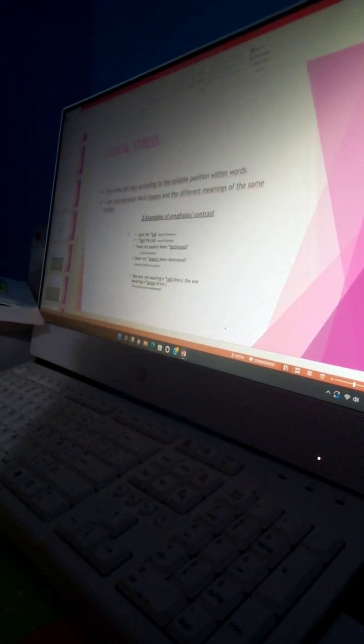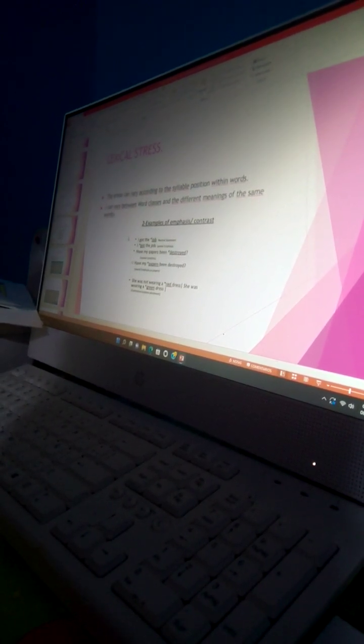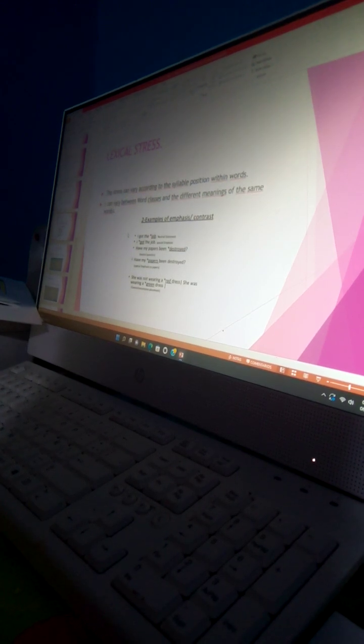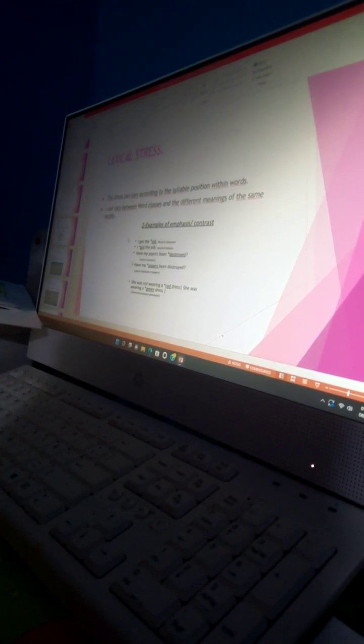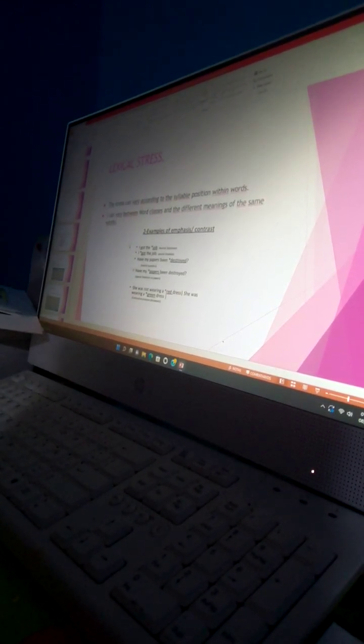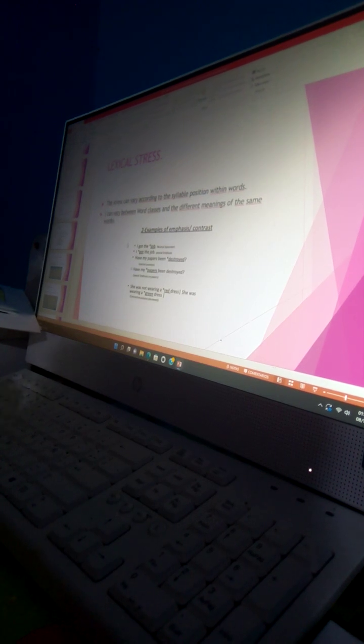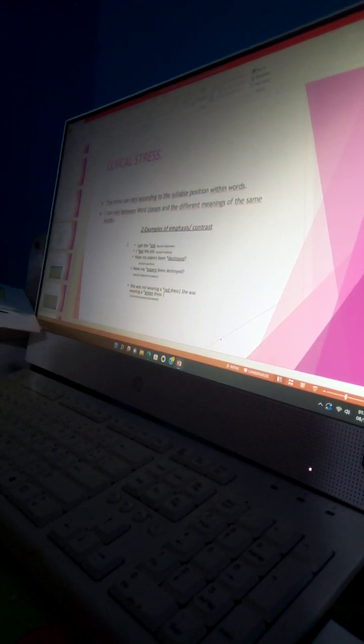And the last example says that she was not wearing a red dress. She was wearing a green dress. It emphasizes that the color of the dress had been changed. All right? So when we pronounce it, she was not wearing a red dress, red is the emphasized word. Okay? She was wearing the green dress. So that's why the emphasized words should be red and green.